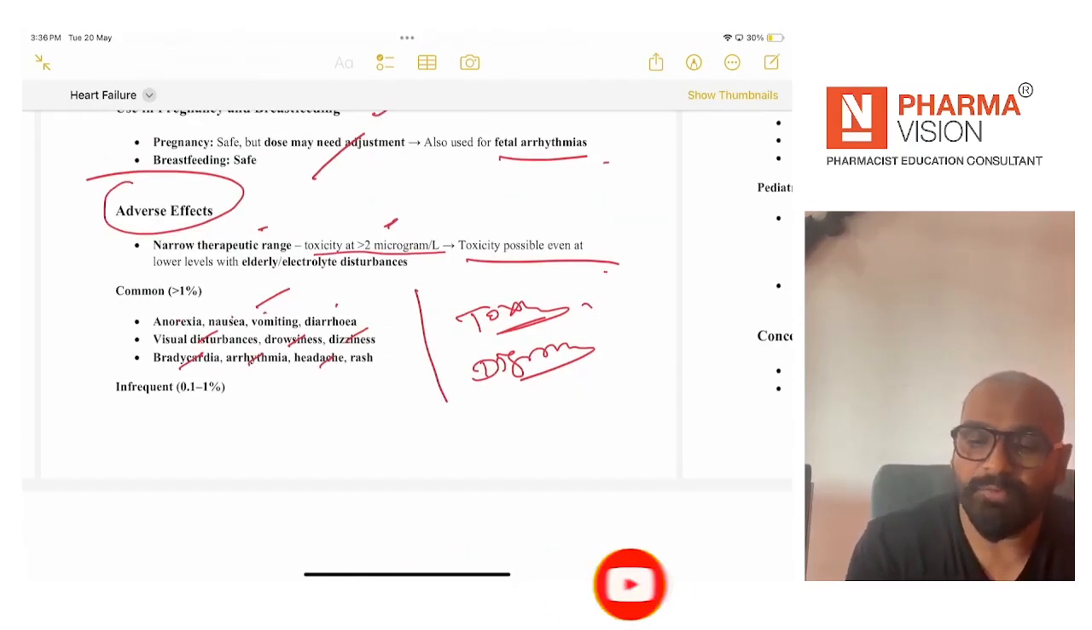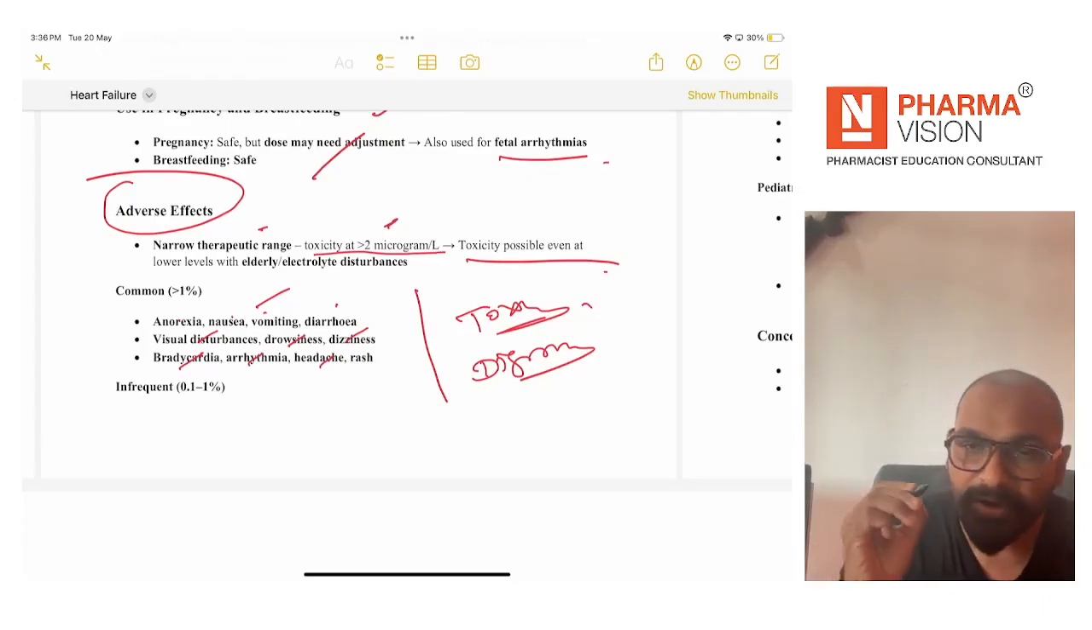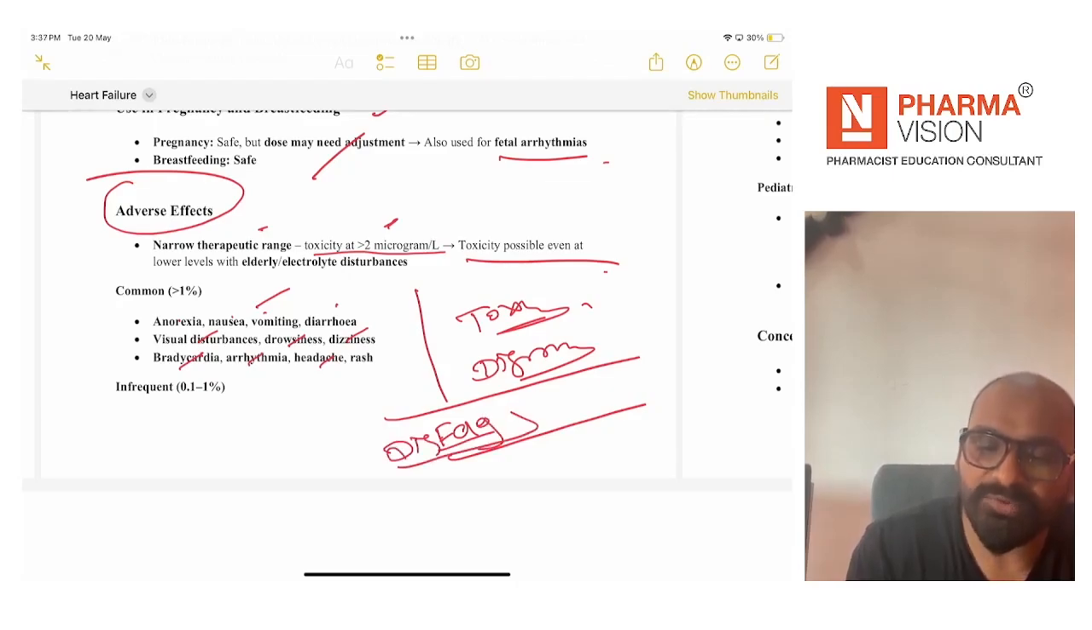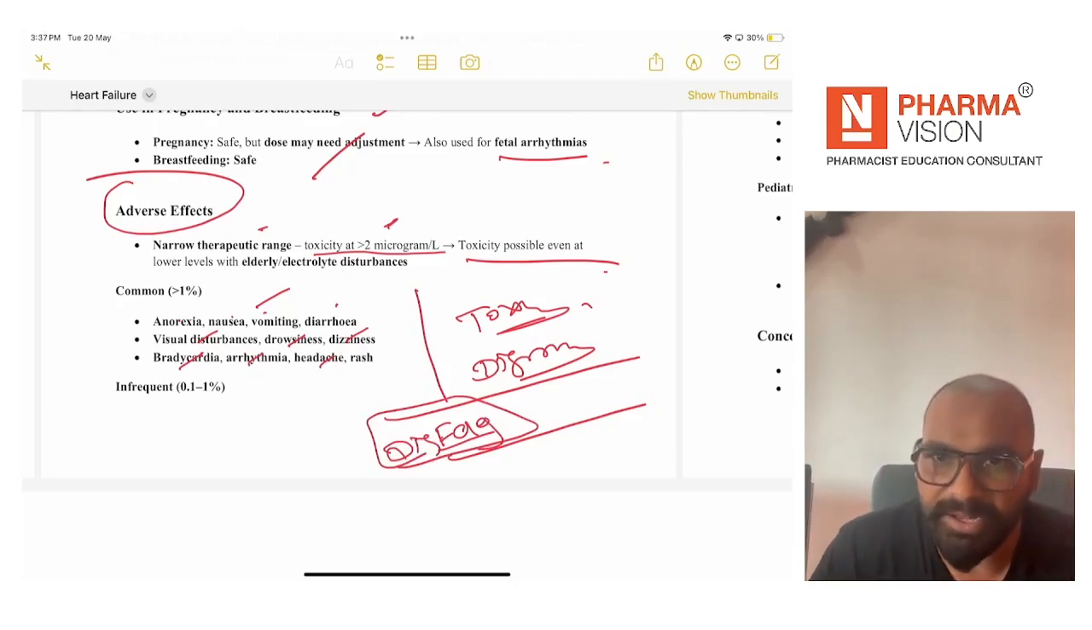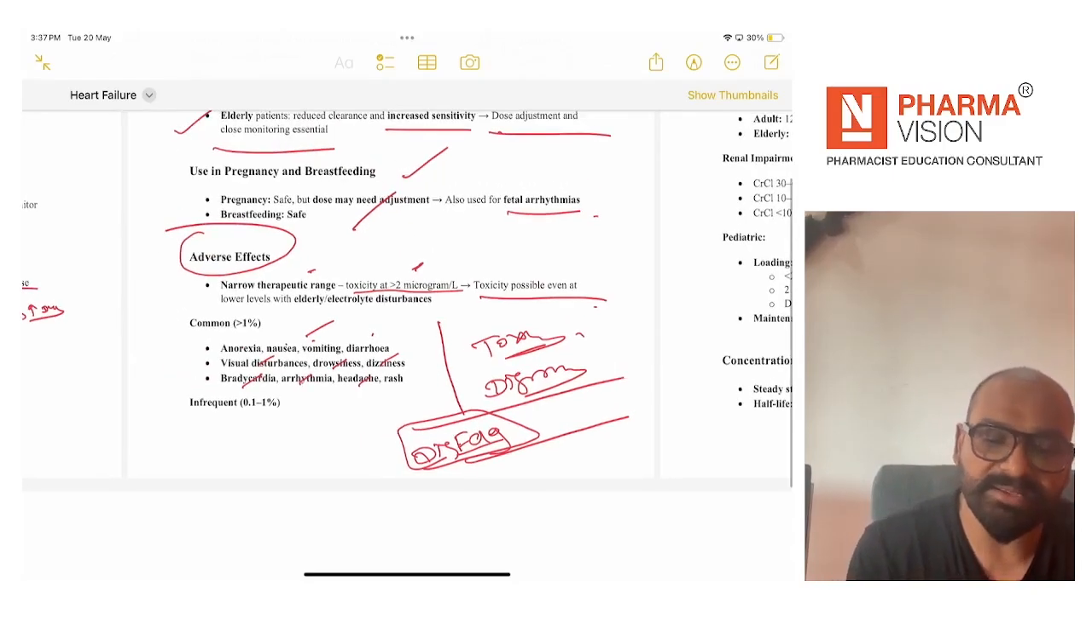DigiFab, what is the most important substance used for digoxin toxicity? Digoxin toxicity can be managed by fragmented Fab, digoxin fragmented antibodies. Okay, so that is directly neutralizing the digoxin and minimizing the effect.